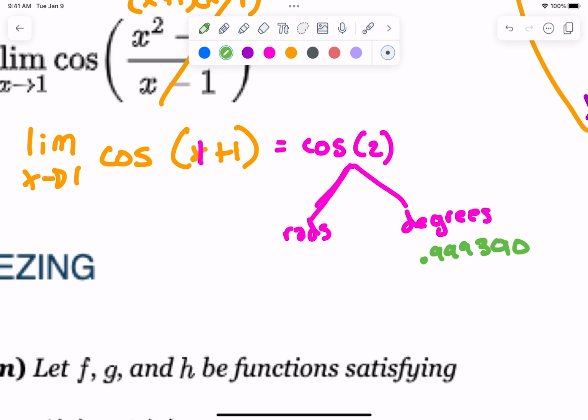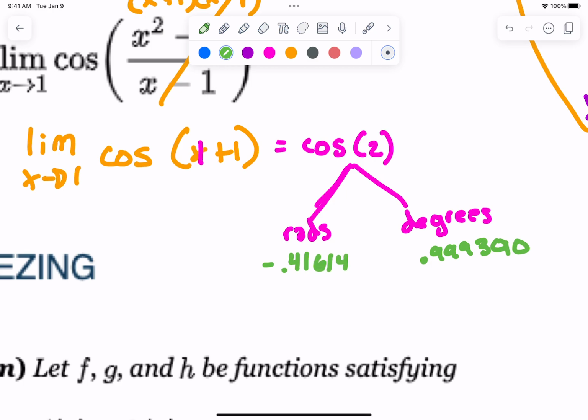Okay, what about radians? Negative 0.416, negative 0.4161 and so on.